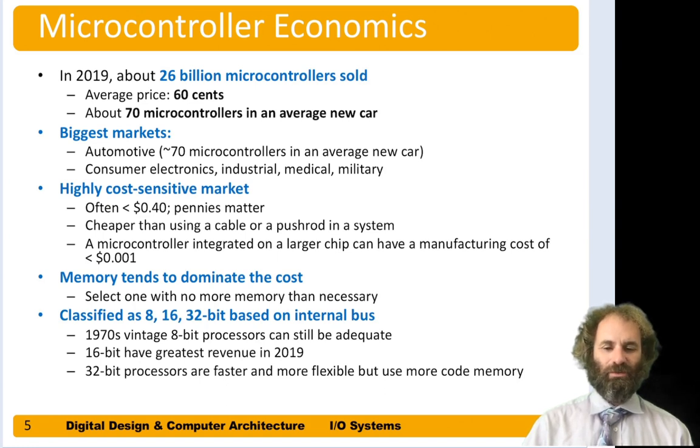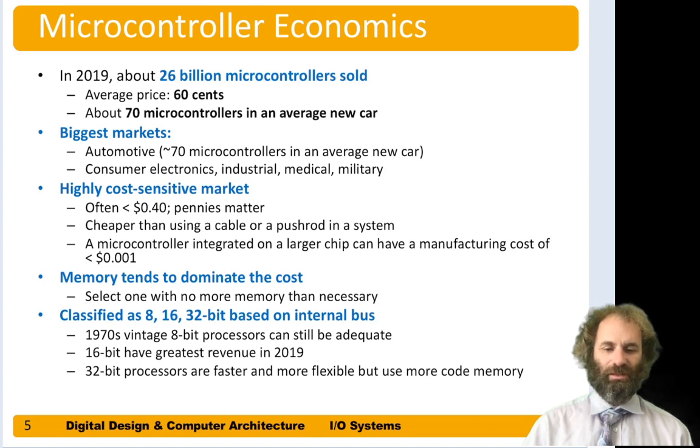If you put a microcontroller onto a larger chip, the cost of adding that microcontroller is often less than 1/10 of a penny for the total system manufacturing cost. So, for instance, your cell phone contains a chip that has several application processors that you see, but it also has many other microcontrollers that are invisible to the user. The cost of the memory tends to be the largest portion of the cost of the microcontroller, so an important part of selecting your microcontroller is picking one with no more memory than necessary.